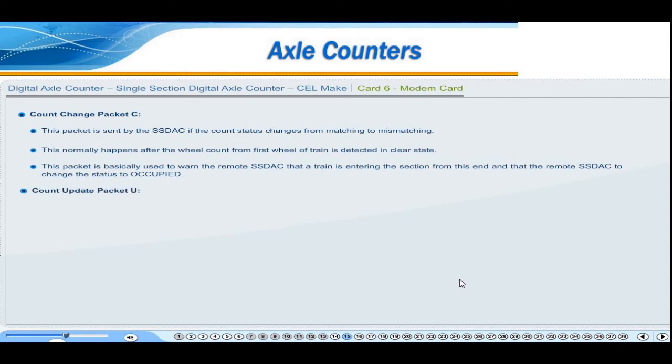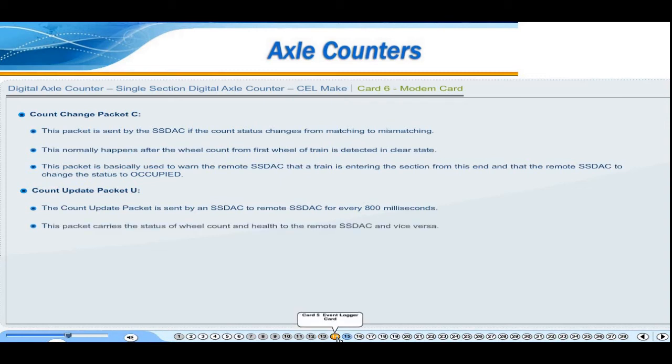Count update packet U. The count update packet is sent by an SSDAC to the remote SSDAC every 800 milliseconds. This packet carries the status of wheel count and health to the remote SSDAC and vice versa.